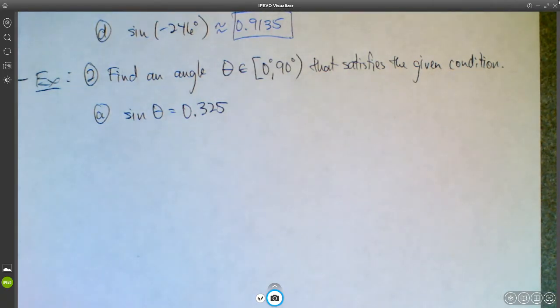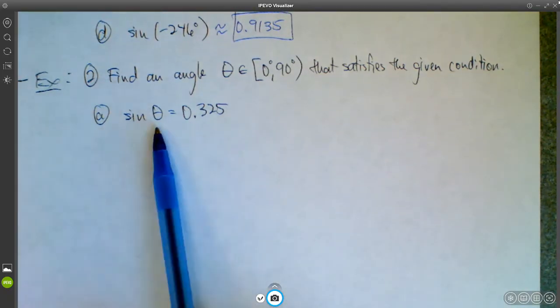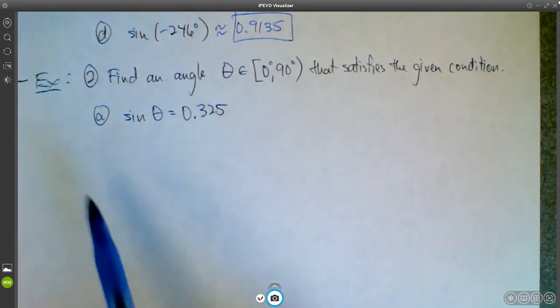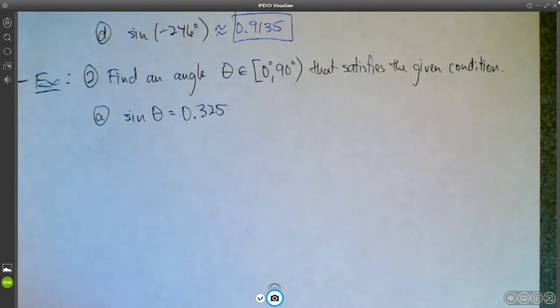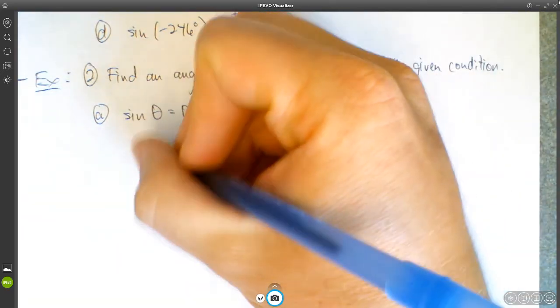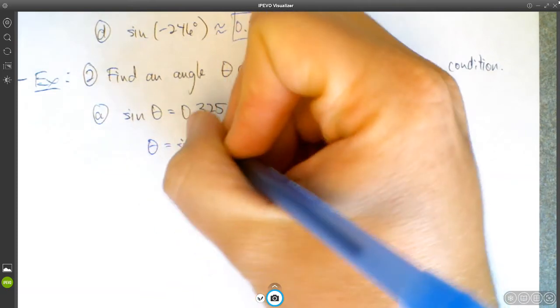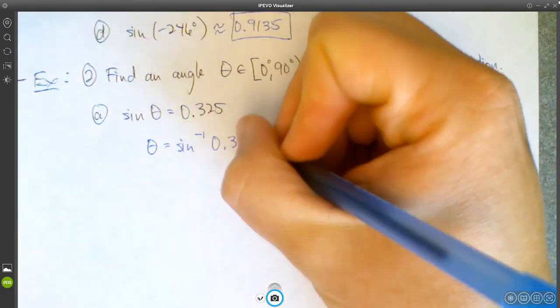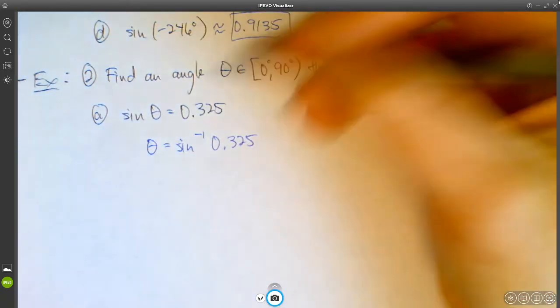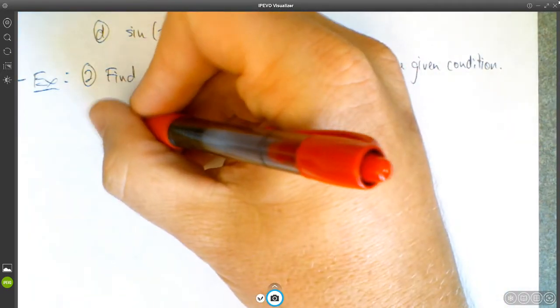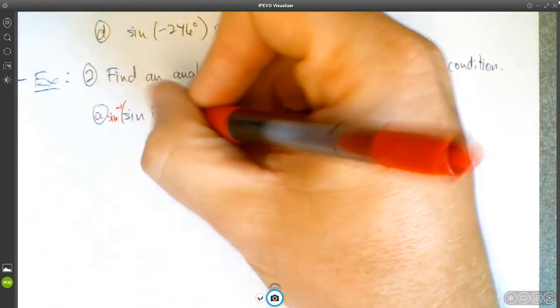So here we have to work backwards a little bit. It's like we're thinking about an angle theta such that sine of that angle is 0.325. So you wouldn't punch into your calculator sine of 0.325. What you would punch into your calculator is a sine inverse button, right? So you would say, if this is the case, then theta equals sine inverse of 0.325. What I'm saying is if you want to solve for theta, then the thing that undoes sine is sine inverse.